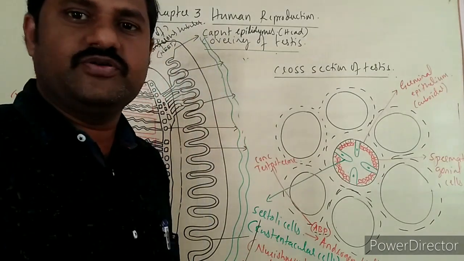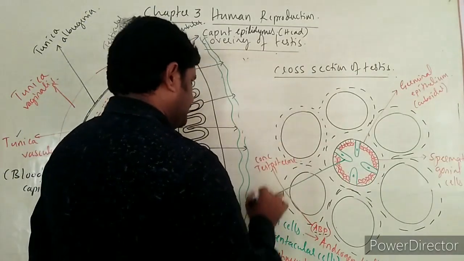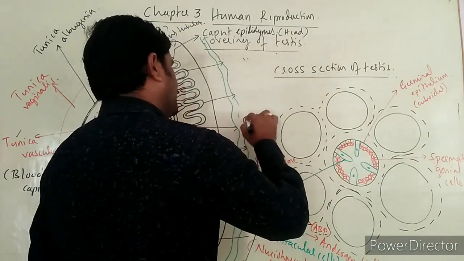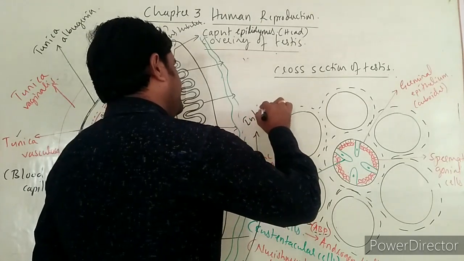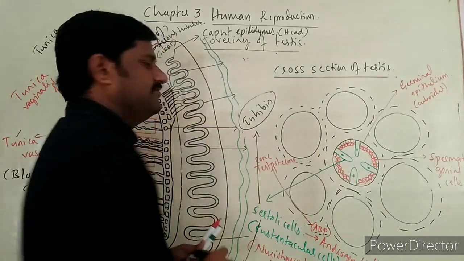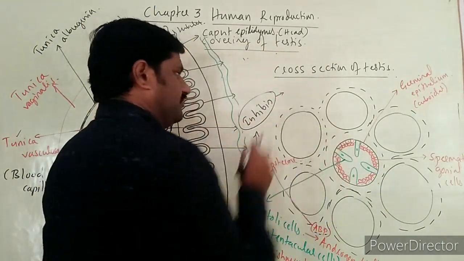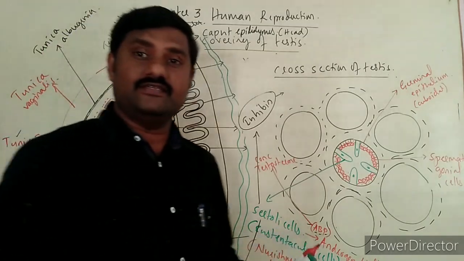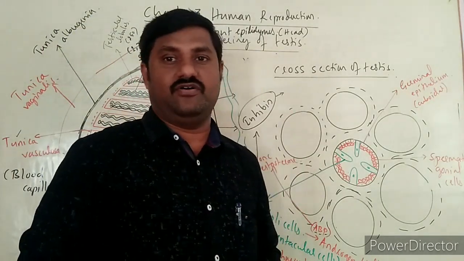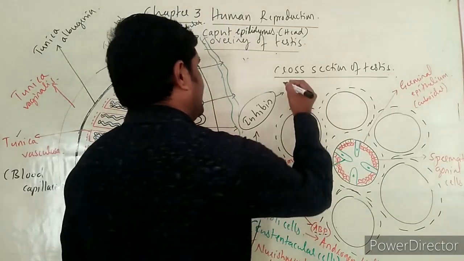Inhibin is also produced over here. What is inhibin? I shall write this one. Sertoli cells also produce inhibin hormone itself, and this inhibin which is produced by the Sertoli cells inhibits the production or synthesis of FSH.